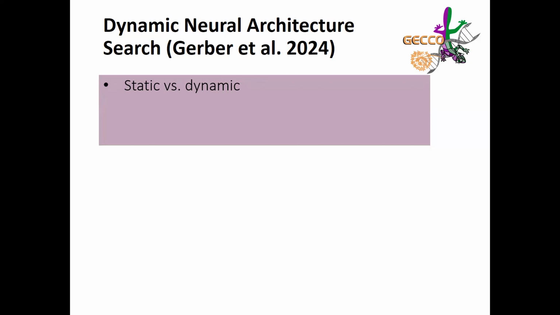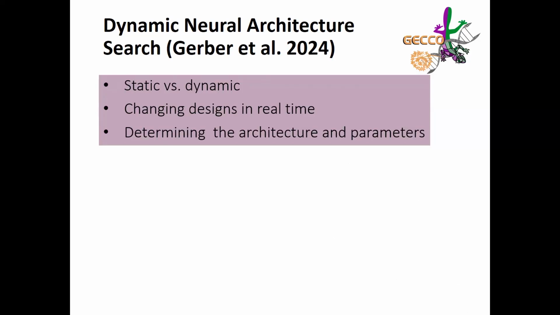The whole idea here was to make it dynamic, to change the architecture while the neural network was actually solving the problem. So that was dynamic versus static. Essentially, the design of your neural network changed in real time by taking into consideration information of what was happening in the weight space, the weight optimization space, while the neural network was running. And then the neural network architecture would change according to that. And it was both the architecture and parameters that changed.